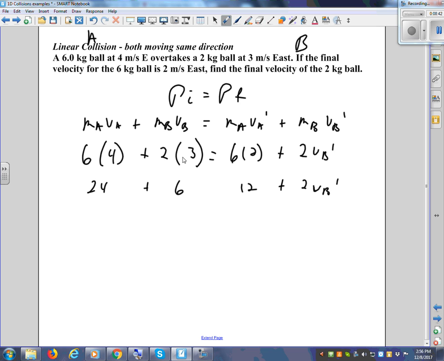Can you do that all in one step? I would hope grade 12 students can do that. VB prime is going to be 24 plus 6 minus 12 all over 2. 24 plus 6 is 30. Minus 12 is 18. Divided by 2 is 9. These aren't that bad, really, are they?